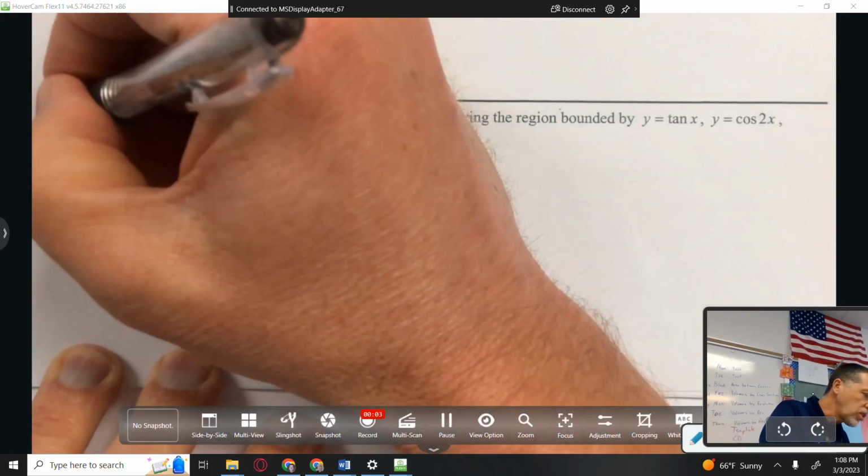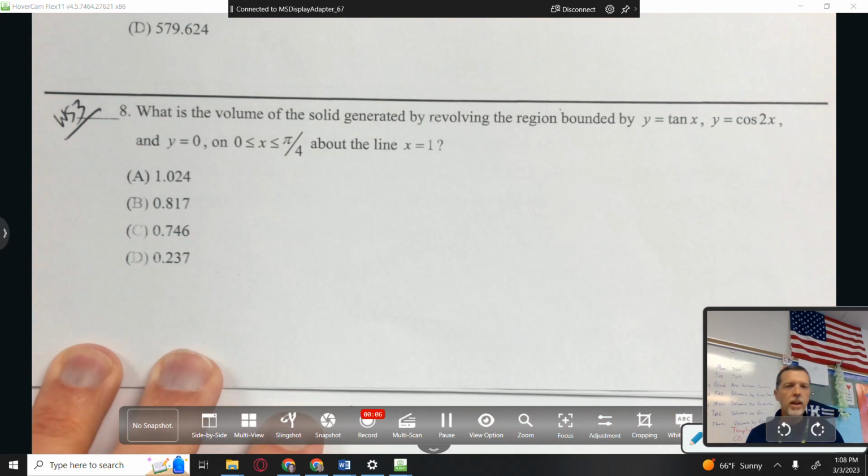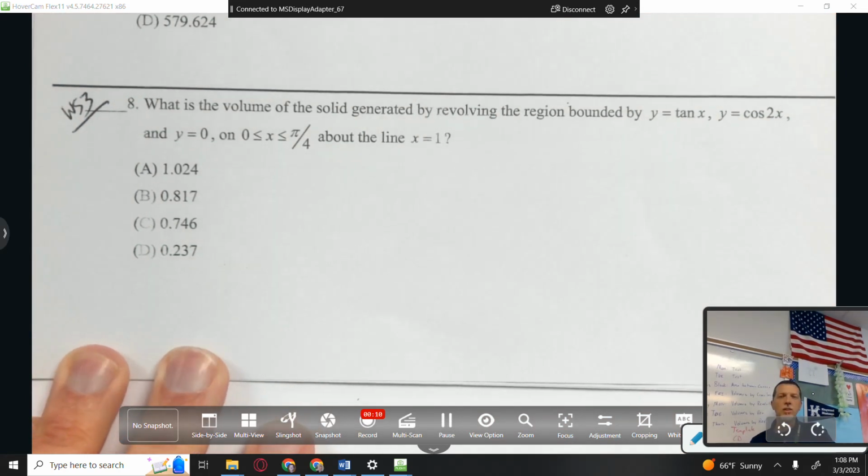So this is worksheet 3, number 8. I think this is the worksheet that said you can use a calculator unless it says otherwise. Also looking at my answer choices, I'm pretty sure this is a calculator problem.